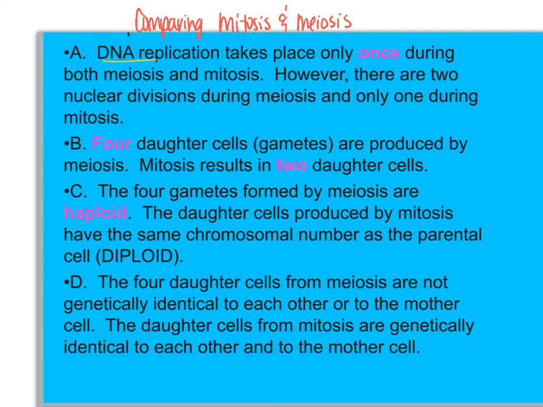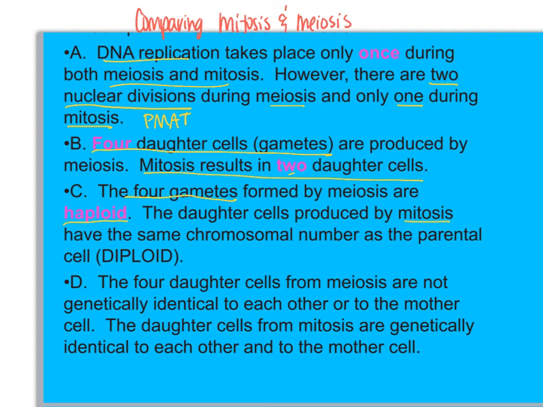DNA replication is still going to only happen once during both. Okay, but in meiosis, you have 2 divisions. You have 1 division in mitosis. So meiosis has 2, mitosis has 1 division, and that's how many times it goes through PMAT. In mitosis, you make 2 daughter cells. Meiosis, you make 4. In meiosis, they are gametes, which are sex cells, and they are haploid. In mitosis, they are diploid, and they are somatic cells.